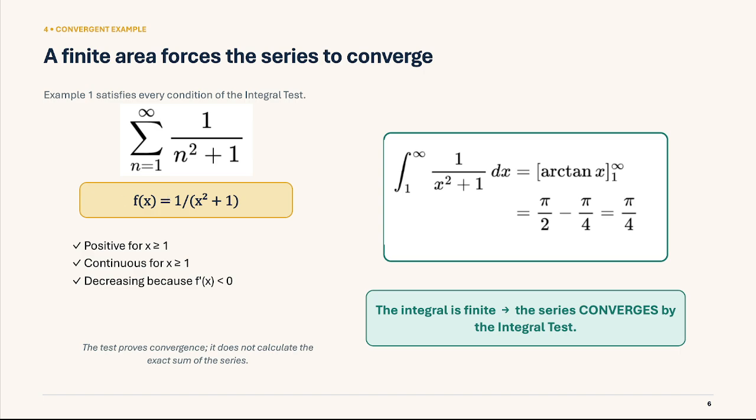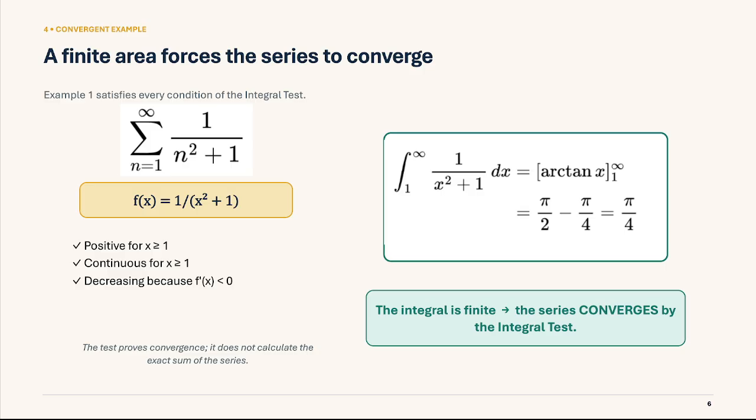For the convergent case, consider the series from n equals 1 to infinity of 1 over n squared plus 1. The corresponding function is f of x equals 1 over x squared plus 1. This function is positive and continuous for x greater than or equal to 1. It is also decreasing because its derivative is negative in this interval. The improper integral from 1 to infinity of 1 over x squared plus 1 is evaluated using the inverse tangent. The result is pi over 2 minus pi over 4, which equals pi over 4.